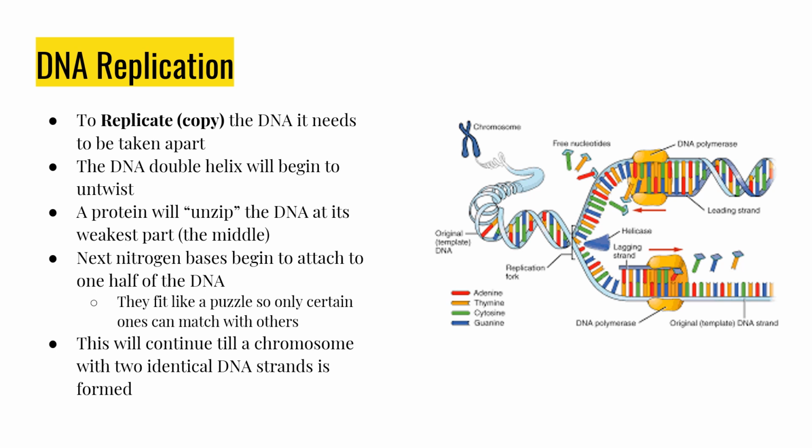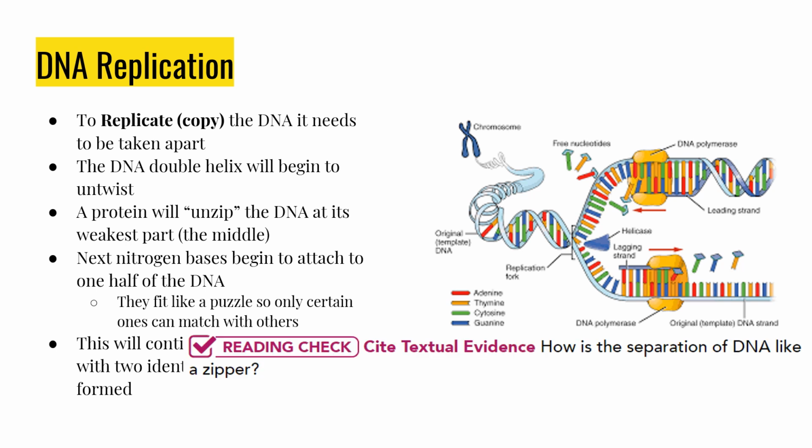So next, the nitrogen bases begin to attach to one half of the DNA. They fit like a puzzle, so only certain ones can match with others. So that's what I was talking about, adenine with thymine, cytosine with guanine. And I just want to clarify, when I said nitrogen bonds, I'm talking about the nitrogen bases bonding together. This will continue till a chromosome with 2 identical DNA strands is formed. So they have to unzip, and then they recopy and replicate, and it's a whole fun process that we are going to get to learn today.